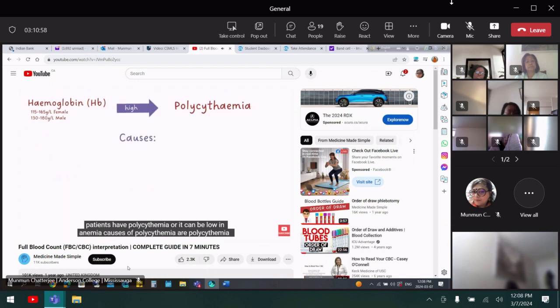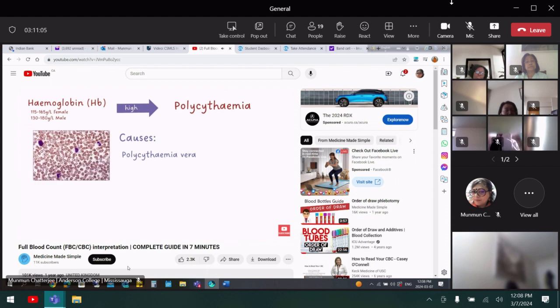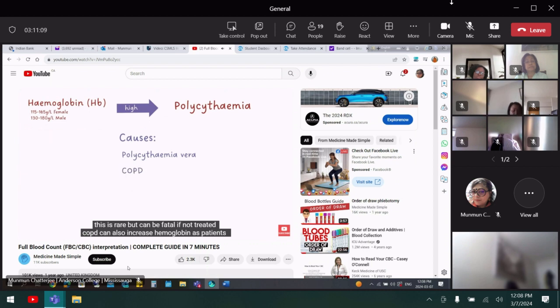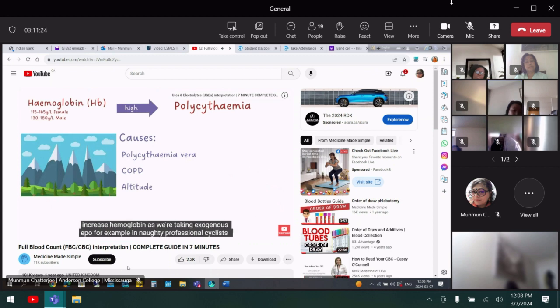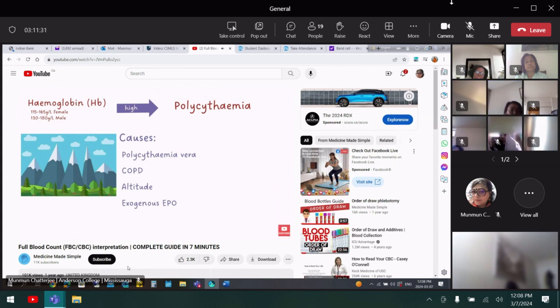Causes of polycythemia are polycythemia vera, which is a myeloproliferative disorder where the bone marrow produces excess red blood cells. This is rare but can be fatal if not treated. COPD can also increase hemoglobin, as patients are often hypoxic for prolonged periods of time. This induces erythropoietin release from the kidneys, which promotes red blood cell production in the bone marrow. Living at altitude will also increase hemoglobin, as will taking exogenous EPO, for example, in naughty professional cyclists.